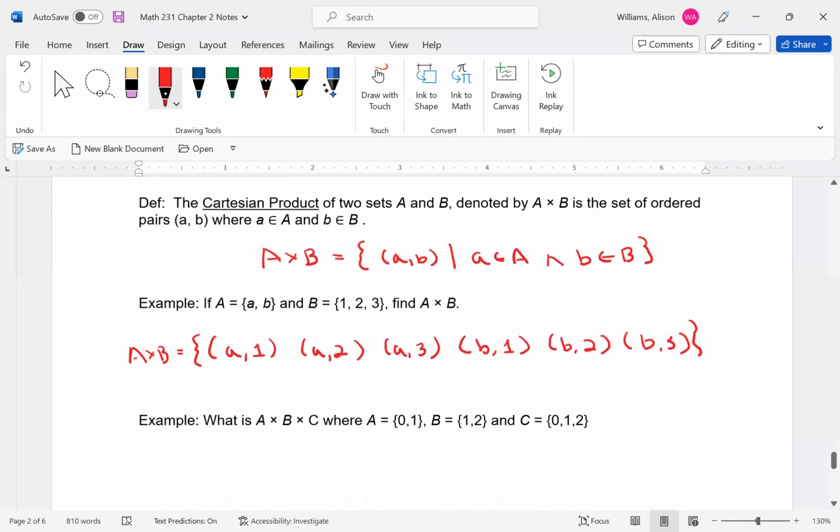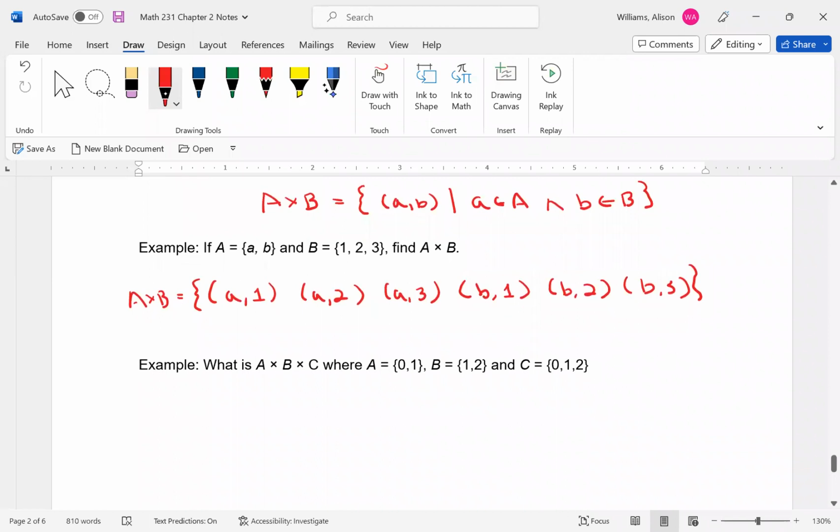Okay, so it's possible to do it with more than one set. Let's say A is {0, 1}, B is {1, 2}, and C is {0, 1, 2}. All right, let's list them out, starting with A cross B cross C. I'll list them all.